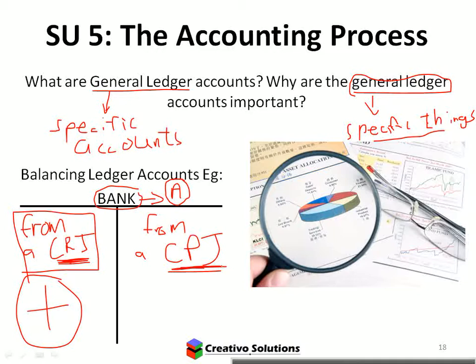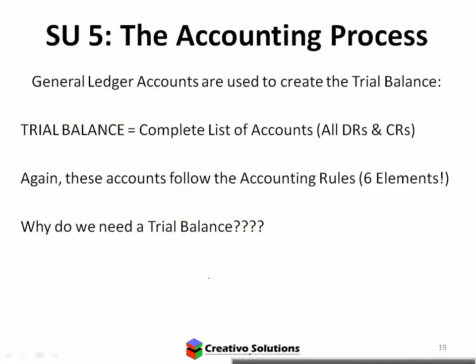So any transaction that affects the bank would be recorded in a specific journal. All payments from the bank will be recorded in a cash payments journal, and all payments from a cash payments journal would decrease the bank. That's the plus and the minus. But we're taking from the journals.